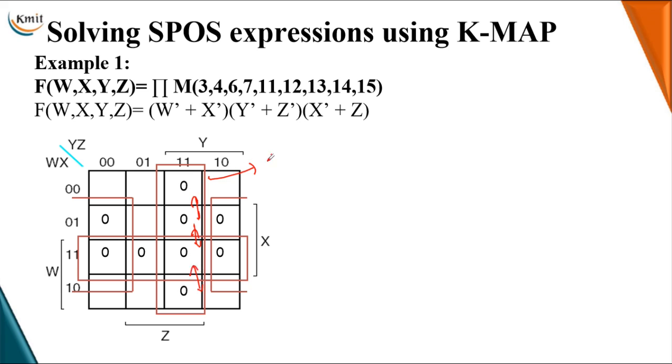Now the minimal expression is: here W and X are different for all these 4 maxterms. For these 4 maxterms, the common variables are Y and Z. So this group's minimal expression must be written as a sum term.